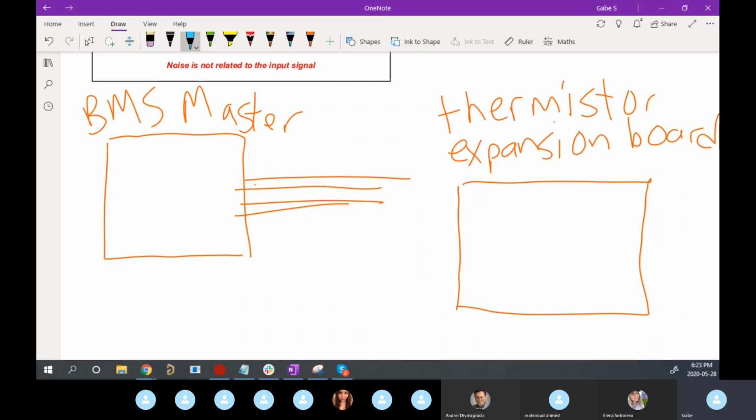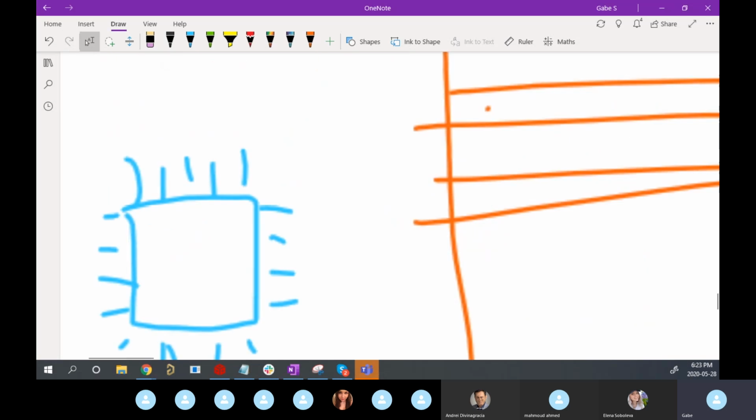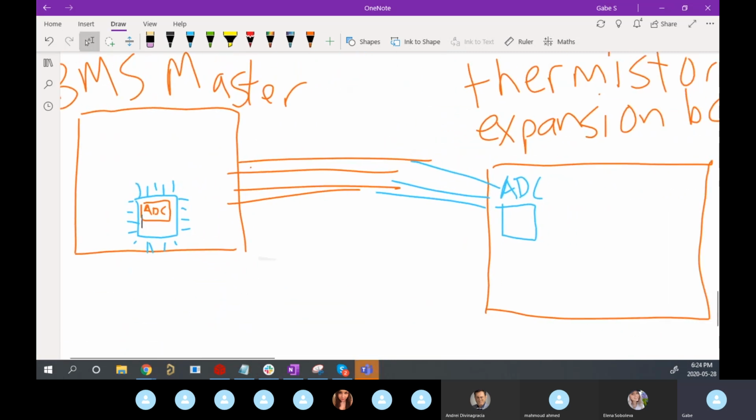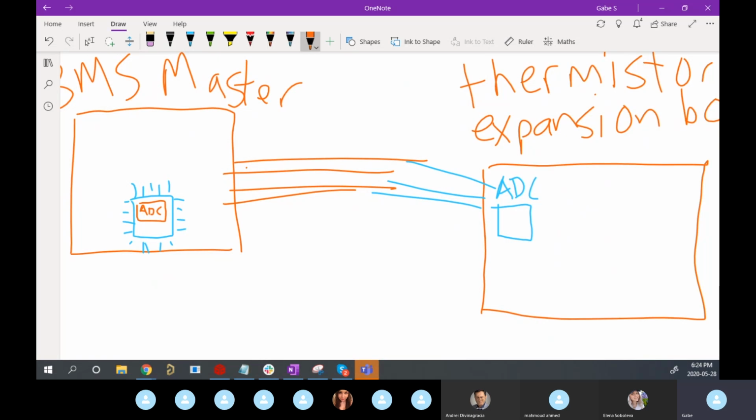So this board actually has an external ADC on it. So there's a little chip that the BMS master talks to. So this is an example of an external one. It's not inside the microcontroller, which is right here. The microcontroller does have its own ADC in here, it's not that it doesn't. It's just that we made a very deliberate design decision to use the external one.